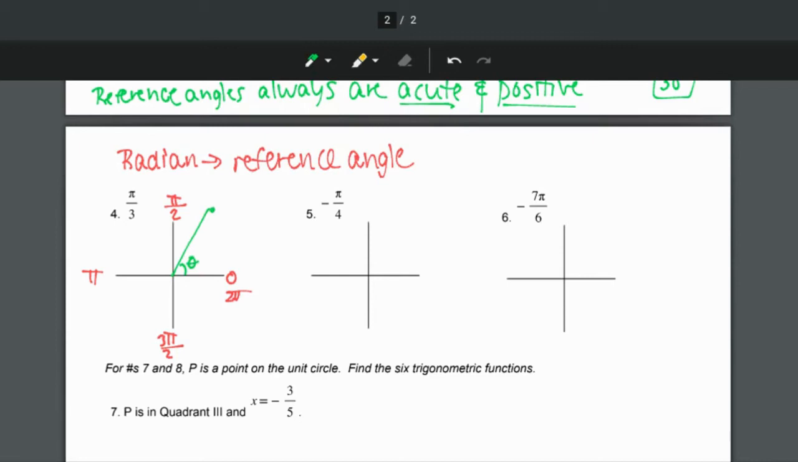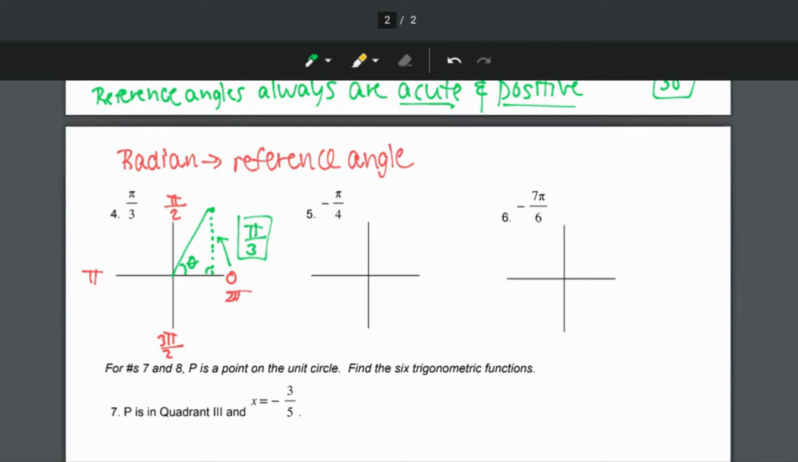So here is this angle. I'm going to create my right triangle by drawing a line straight down to the x-axis. And since I am going to rotate back to the x-axis the same amount that I had rotated to the terminal ray, then my reference angle is pi over 3.